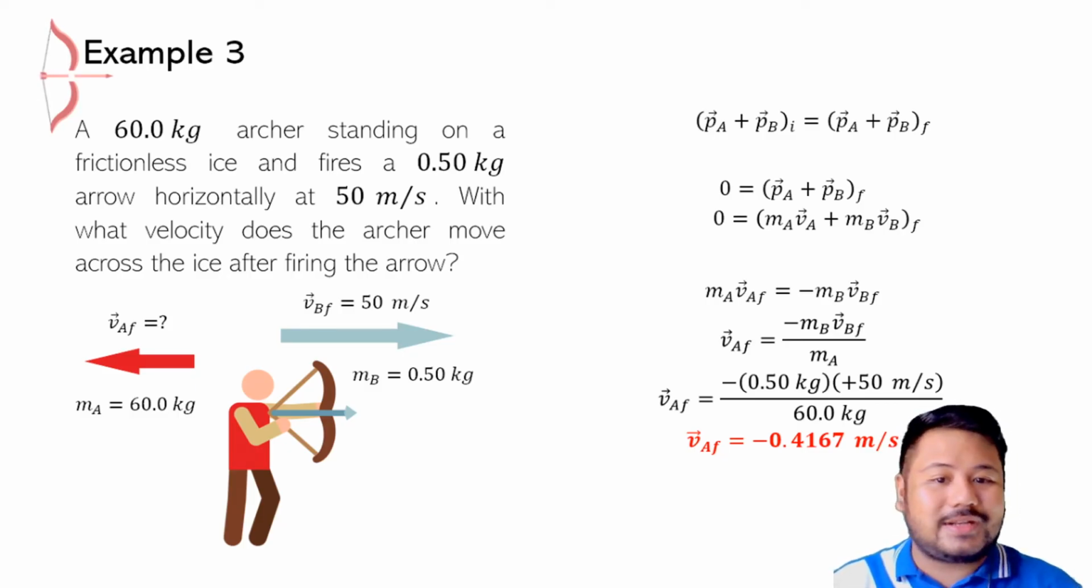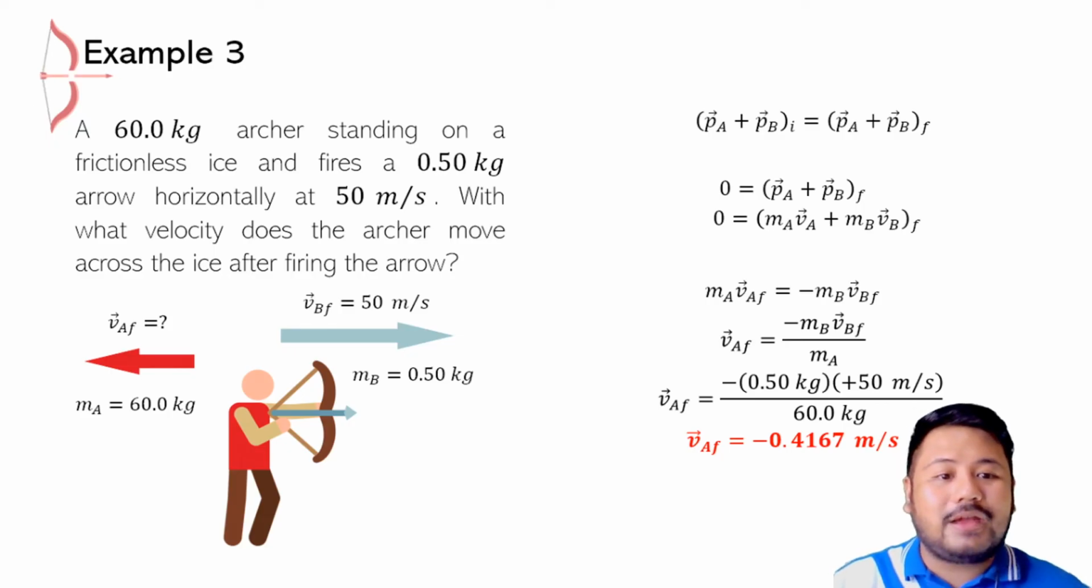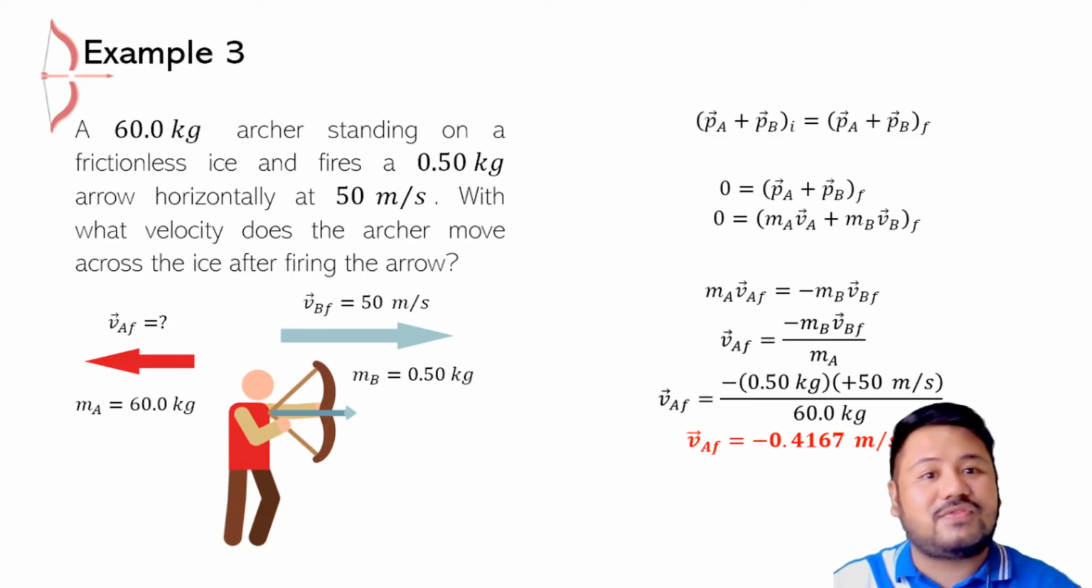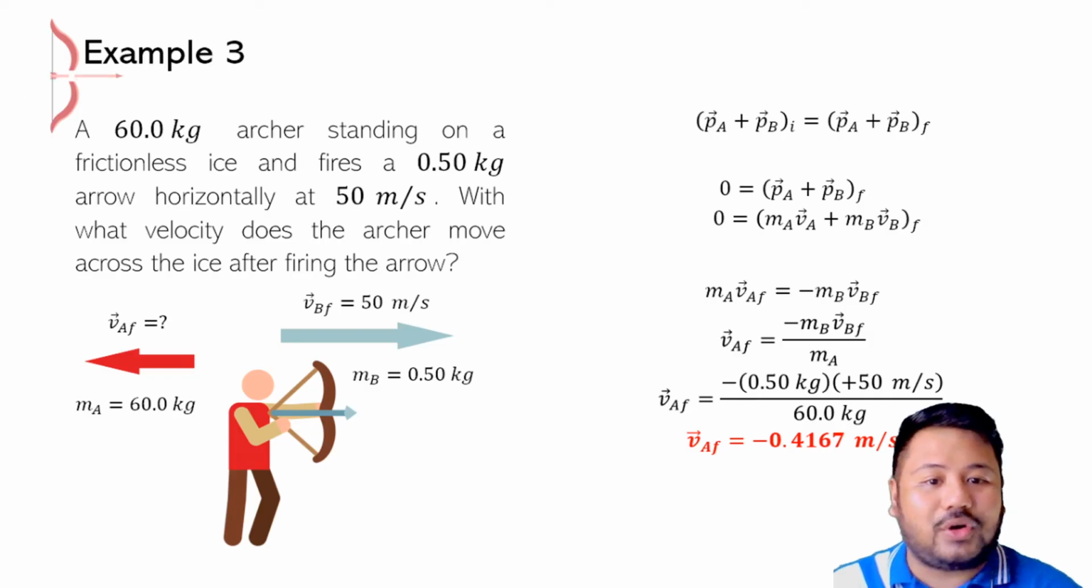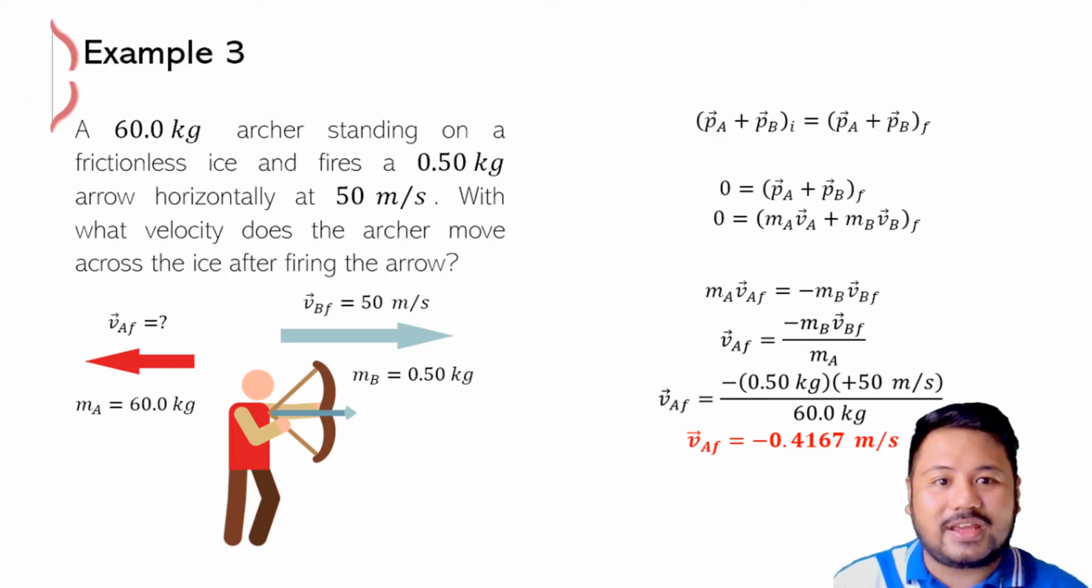Also, since the archer is relatively massive compared to the arrow, the magnitude of its velocity, or the speed, is comparably lesser compared to the speed of the arrow. This idea will actually validate the concept of recoil. When a cannon blasts in war movies, it will briefly move backward after firing a cannonball.